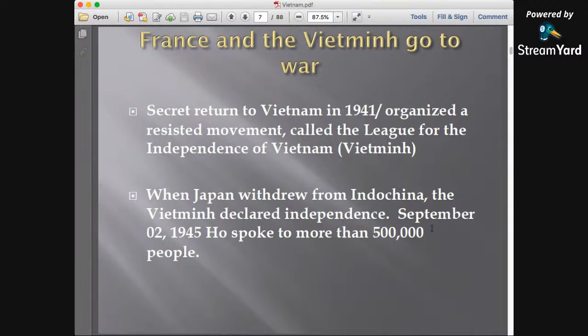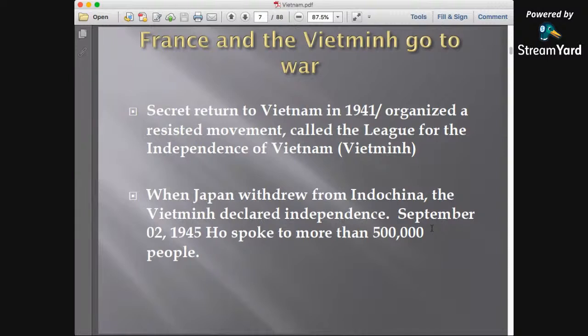There was a secret return to Vietnam in 1941. He organized a resistance movement called the League for Independence of Vietnam, or the Viet Minh, and this is Ho Chi Minh. He returned to Vietnam in 1941 after learning from the Russians and the Chinese government for around 20 years. When Japan withdrew from Indochina, the Viet Minh declared independence. On September 2nd, 1945, Ho spoke to more than 500,000 people on that particular date.